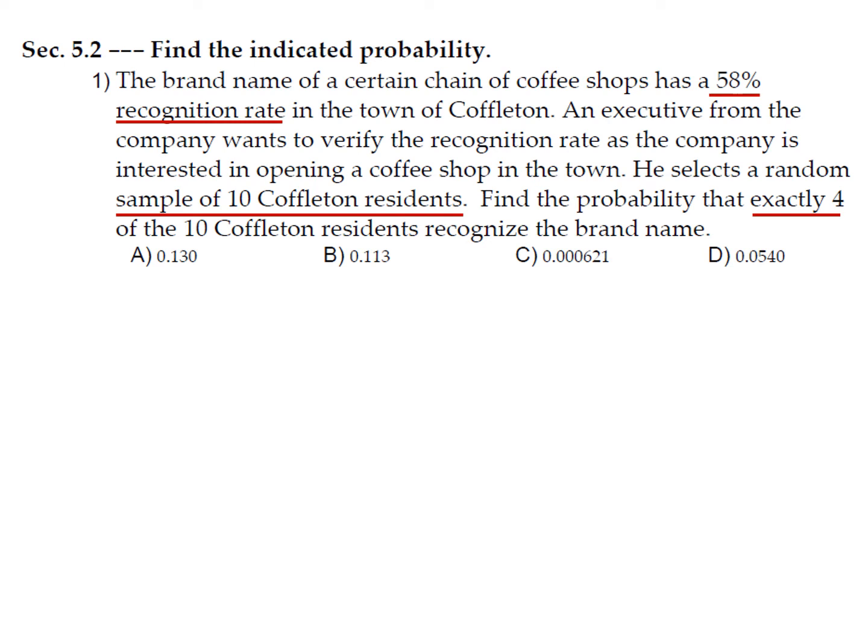All right, this is the review for the final exam. Number one, section 5.2, binomial probability distribution. A certain chain of coffee shops has a 58% recognition rate. We sampled 10 Coffleton residents. What's the probability of exactly 4 recognizing the name brand? All right, X is equal to 4, trials at 10, probability of success 0.58.